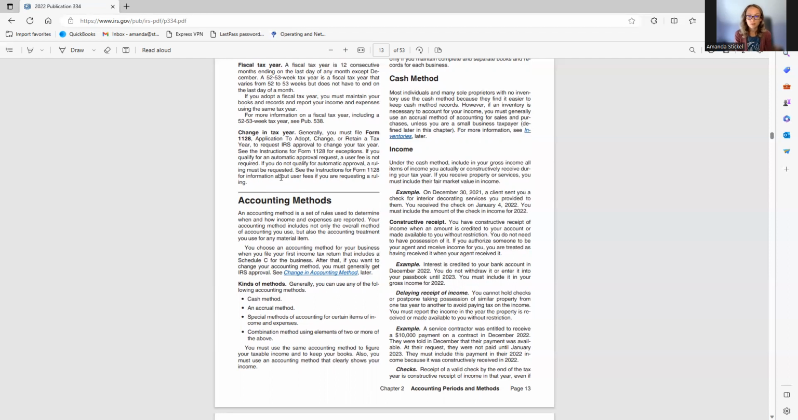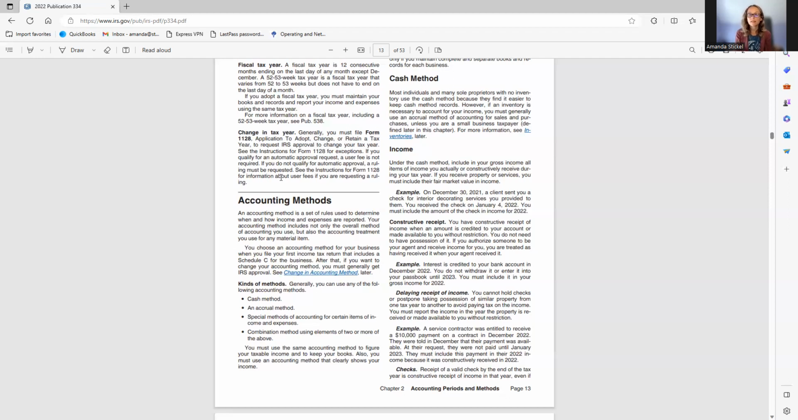Income. Under the cash method, include in your gross income all items of income you actually or constructively received during your tax year. If you receive property or services, you must include their fair market value in income. Example: on December 30, 2021, a client sent you a check for interior decorating services you provided to them. You received the check on January 4, 2022. You must include the amount of the check in income for 2022.